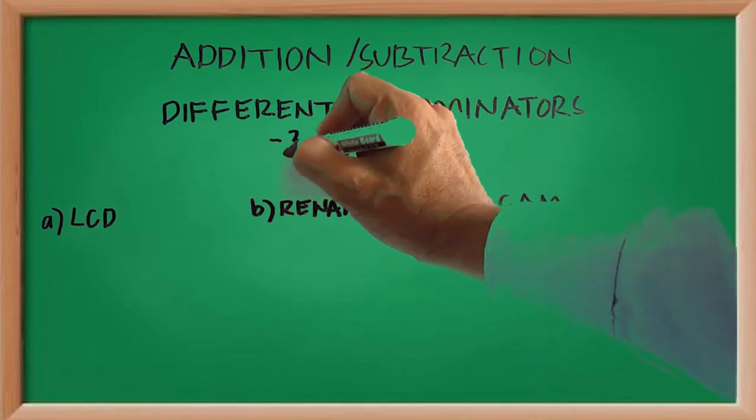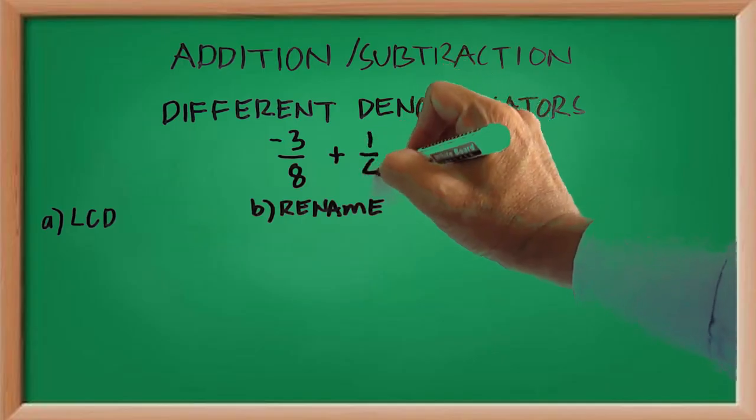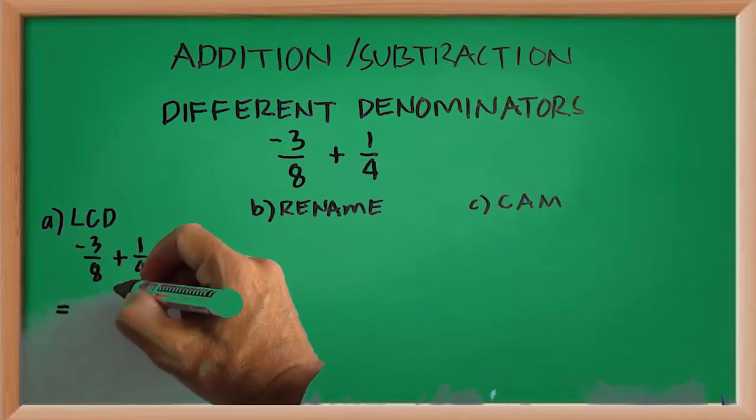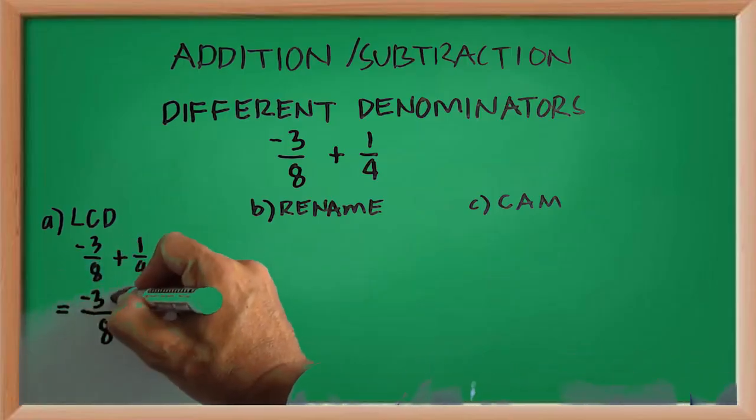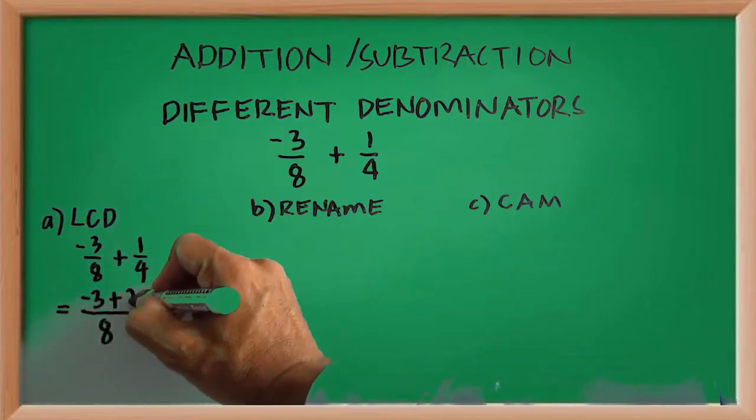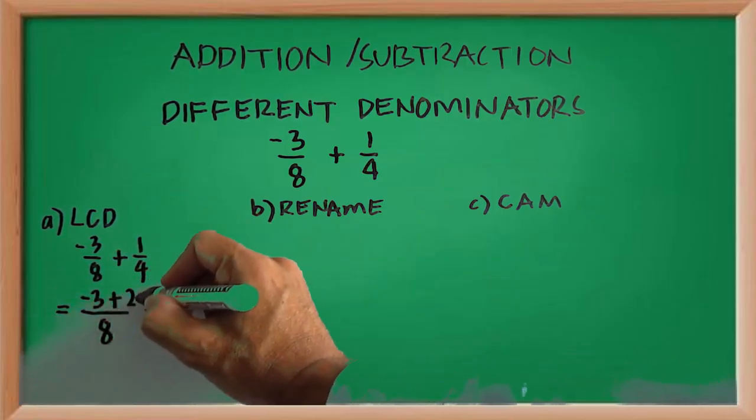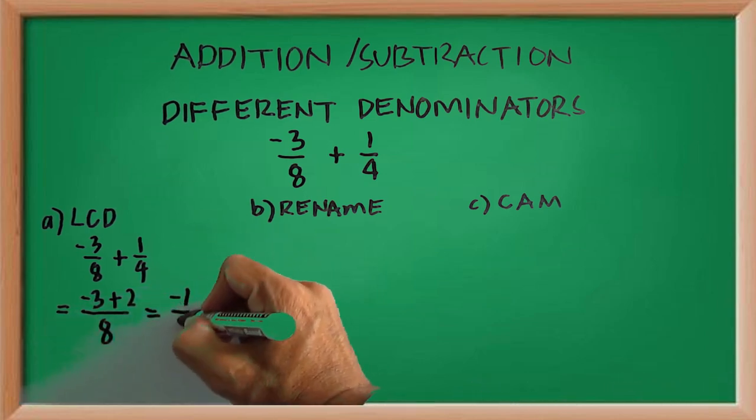Another example, -2/3 plus 1/4. Find the LCD. LCD is 12. 12 divided by 3 is 4, times -2 is -8, plus 12 divided by 4 is 3, times 1 is 3. Negative 8 plus 3 is negative 5, all over 12.